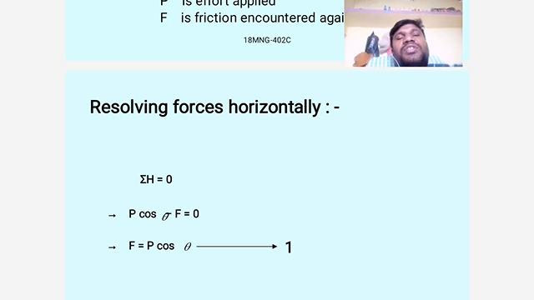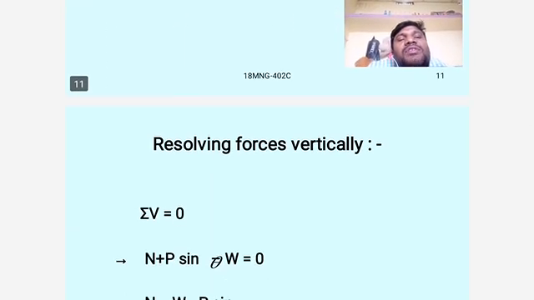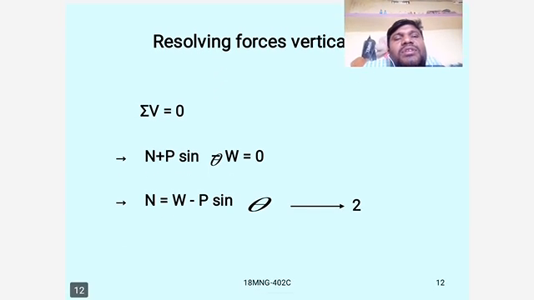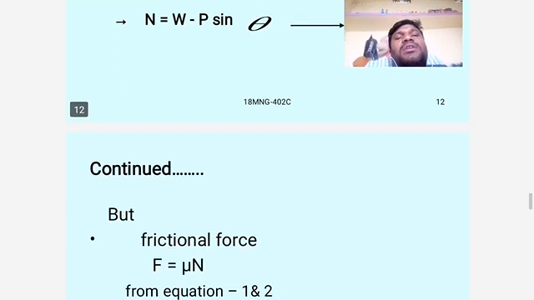Sum of H is equal to 0. P cos theta minus F is equal to 0. F is equal to P cos theta, equation 1. Resolving force vertically. Sum of V is equal to 0. N plus P sin theta minus W is equal to 0. N is equal to W minus P sin theta, equation 2.